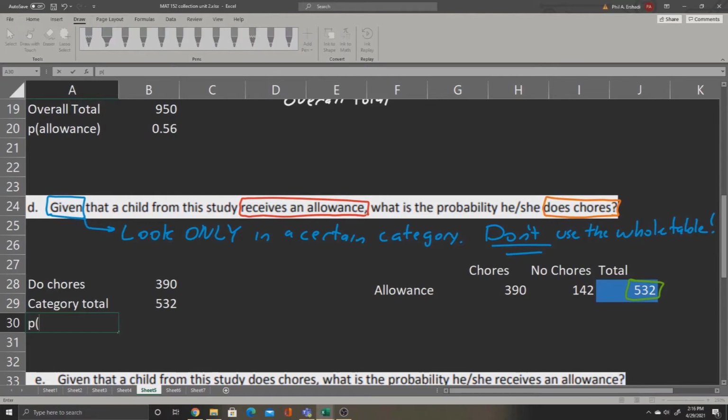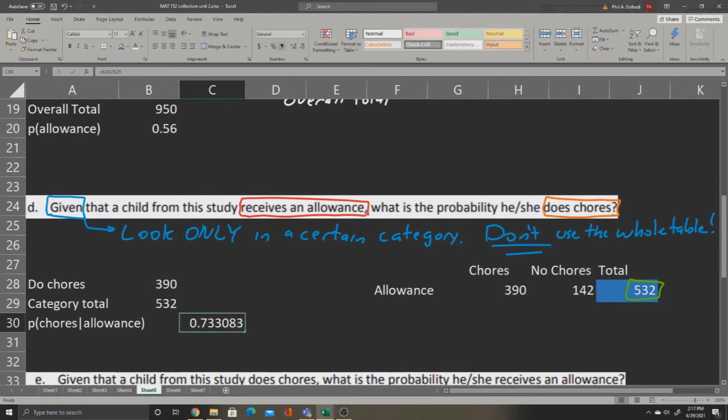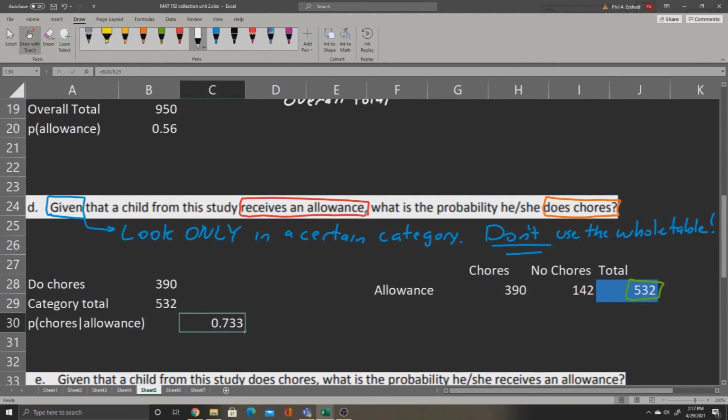Now we'll find the probability of doing chores within this category. That is, the category is receiving an allowance. So we'll take the number who do chores divided by the category total, giving us 0.733083. Once again, we can go to home and reduce the number of decimal places. So the way this is oftentimes said is the probability of doing chores given that they receive allowance.